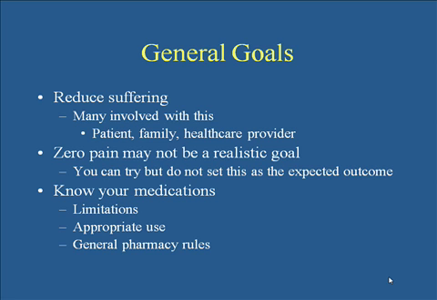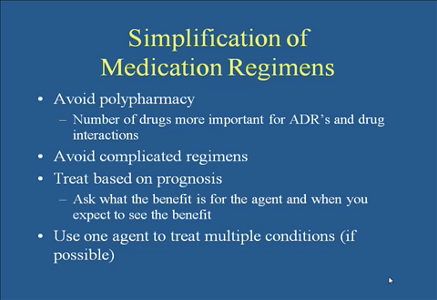Know your medications. Know the limitations of the medications. One size does not fit all. This is particularly true with opioids. The appropriate use of medications, we'll talk more about that later. And then general pharmacy rules. This really pertains to boards of pharmacy, to prescriptions and how they're handled with electronic medical records nowadays and e-prescribing. Where are we as far as what the Board of Pharmacy in the state of Iowa says pharmacies actually can do in receiving electronic scripts? Those are all things that should be kept in mind.